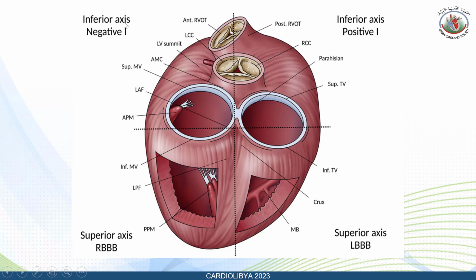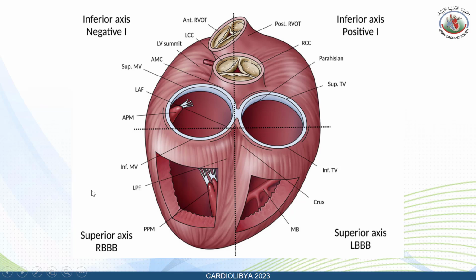in this situation is anterior RVOT, left coronary cusp, LV summit, aortomitral continuity, superior mitral valve, left anterior fascicle or anterior papillary muscle. When PVCs also have an inferior axis but positive lead one, they mostly come from posterior RVOT or right coronary cusp, parahisian or superior tricuspid valve.